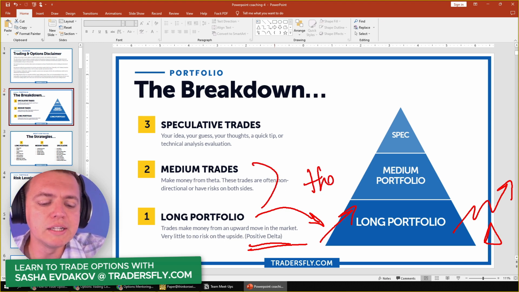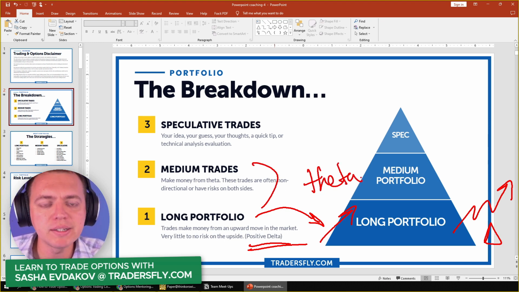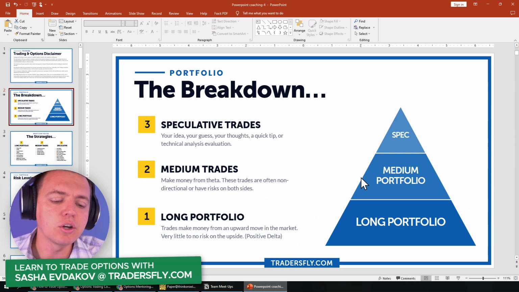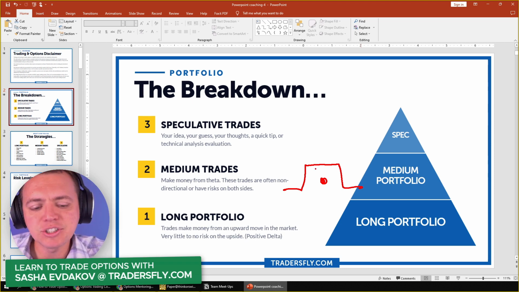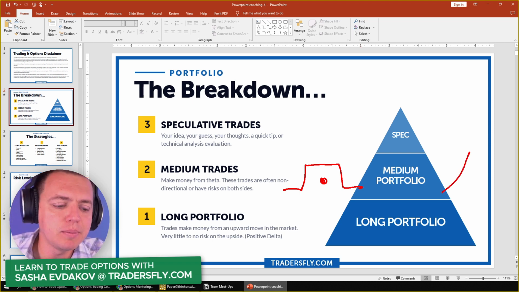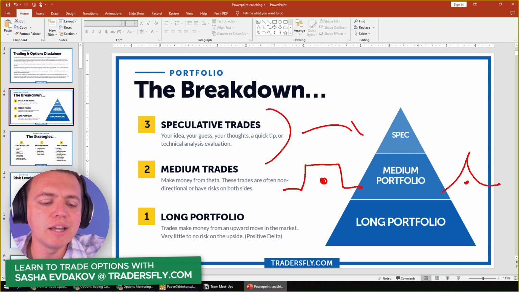Medium portfolio is theta. You don't have this when you're buying stock, but when you deal with options, you can create non-directional trades like an iron condor, and with time decay, that trade continues to make money and premium. It could be things like a calendar, that kind of stuff. And then speculative trades are your ideas, your opinions, your thoughts. You could do hedging strategies in here. You could do penny stocks. There could be a lot of different segments to it.